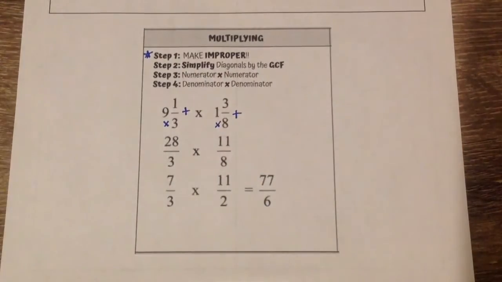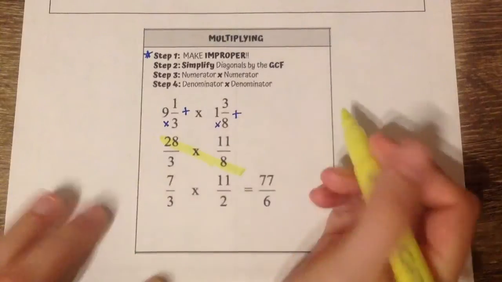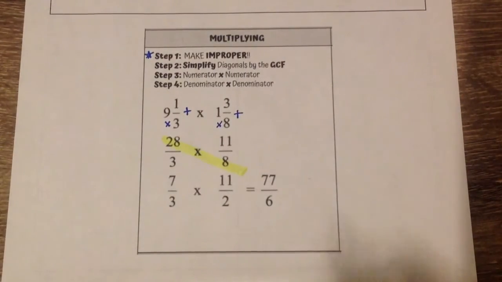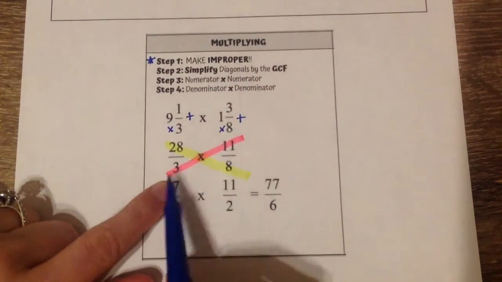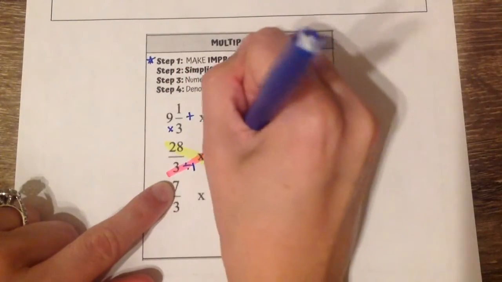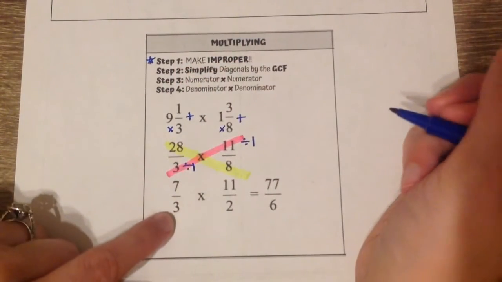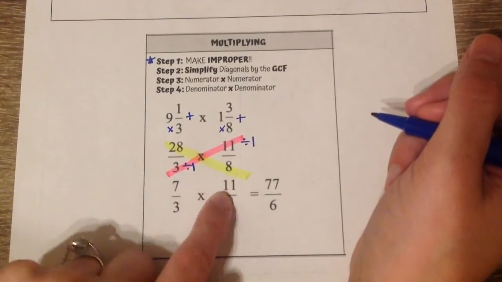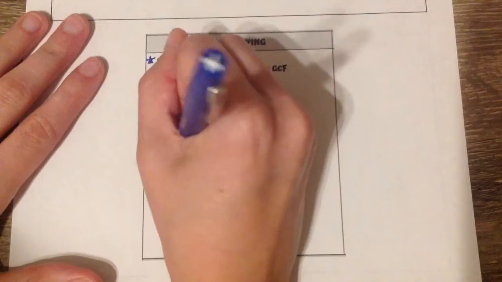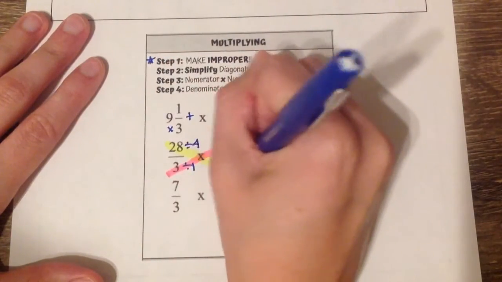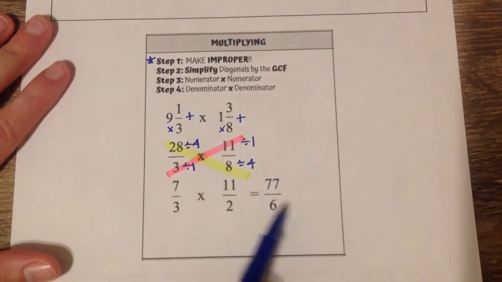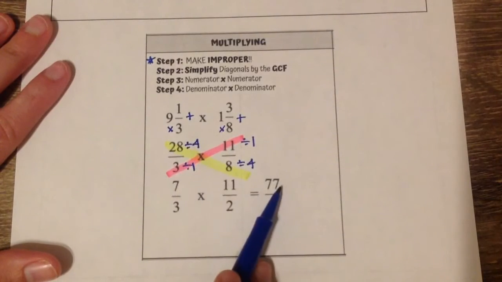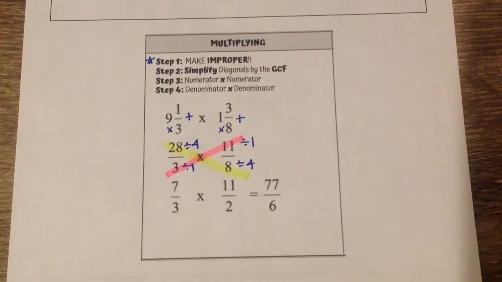The next thing that we would be doing is we would be looking at our two diagonals to see if anything can simplify. I'd use my factor chart. I'd see that 3 and 11, they only divide by 1. 3 divided by 1 is 3. 11 divided by 1 is 11. And then 28 and 8, they both divide by 4. 28 divided by 4 is 7. 8 divided by 4 is 2. And then we would just multiply across. 7 times 11 is 77. 3 times 2 is 6. Okay, so that's just a little quick refresher on multiplying fractions.